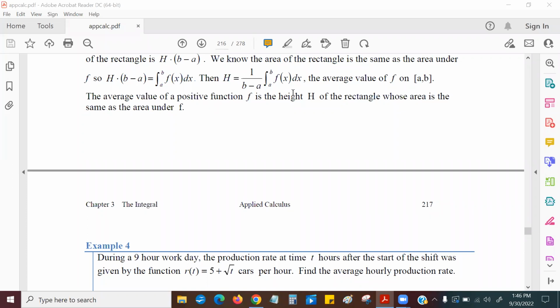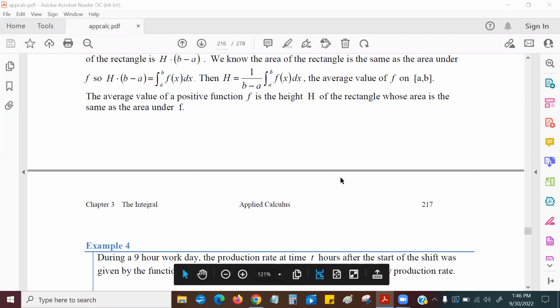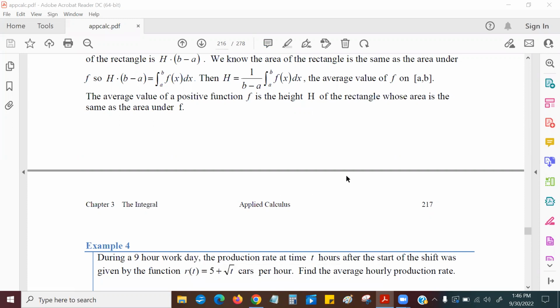Let's look at example 4. During a 9-hour workday, the production rate at time t hours after the start of the shift was given by the function r of t equals 5 plus square root of t cars per hour.